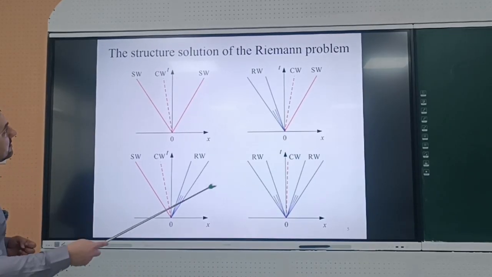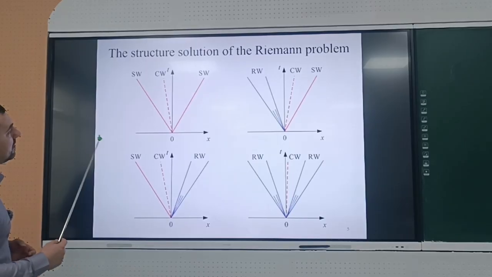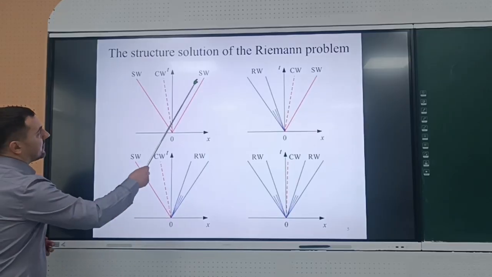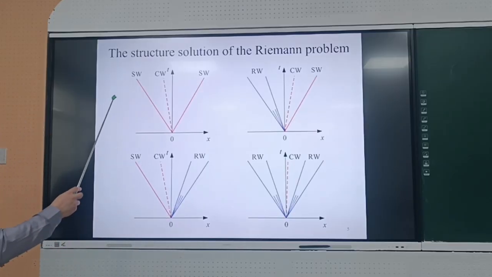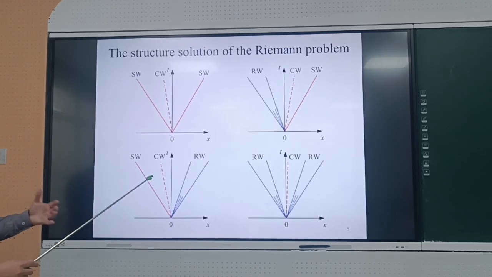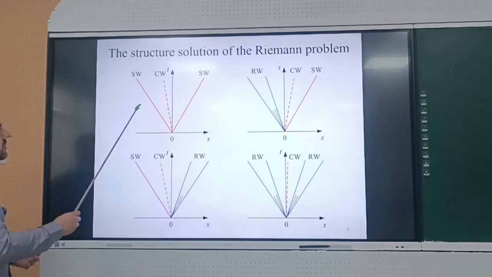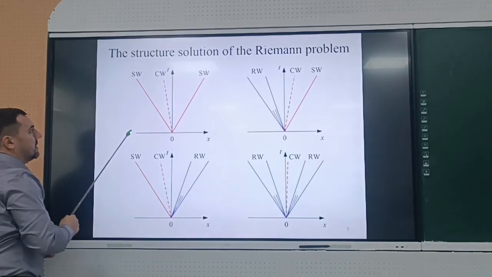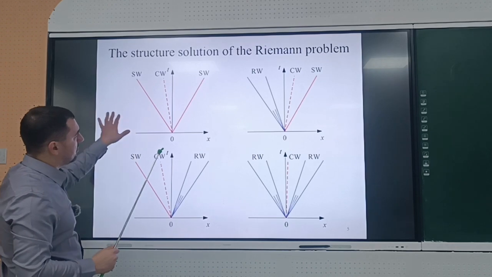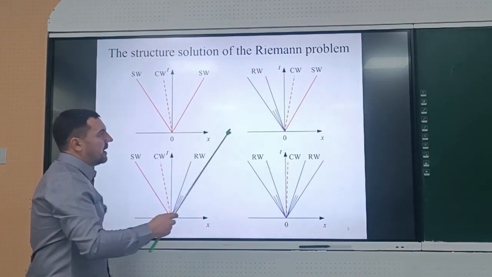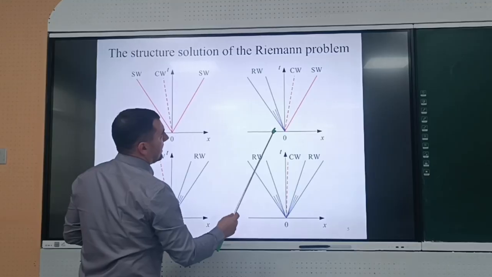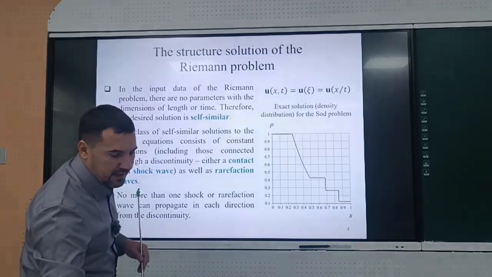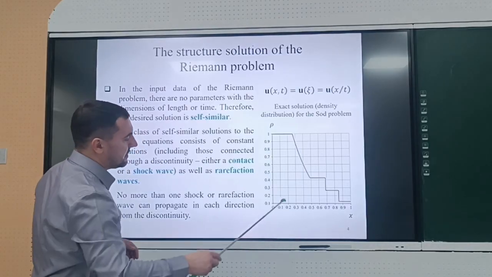The possible cases for the Riemann problem are as follows. We can have one of four possible configurations. SW means shock wave, CW means contact wave or contact discontinuity. So we can have a shock wave that will propagate to the right relative to the contact discontinuity, and a shock wave that will propagate to the left. Or we can have a shock wave that will propagate to the right and a rarefaction wave that will propagate to the left.